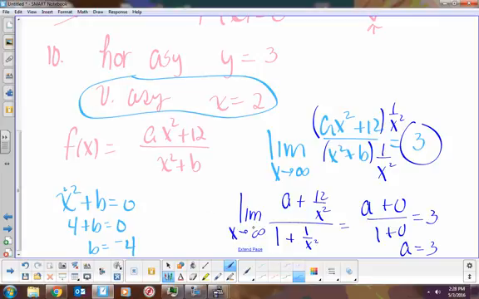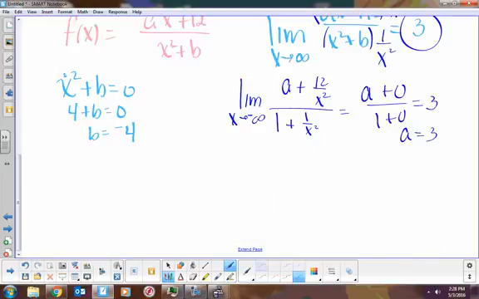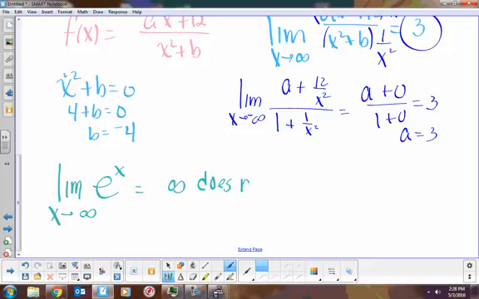We can take x to negative infinity. It had to do with the roots. But let's talk about negative infinity. What if you have e to the x, and we want to do the limit as x approaches infinity? What is that going to be? Infinity does not, what? Exist.